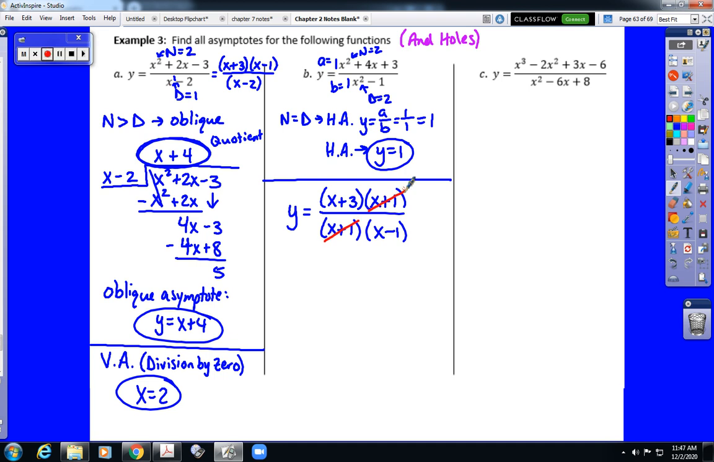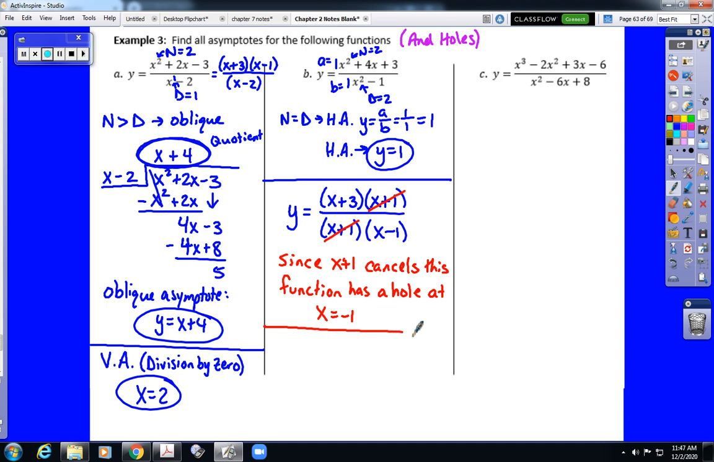which indicates that since x plus 1 cancels, this function has a hole at x equals negative 1. Not an asymptote, it has a hole.